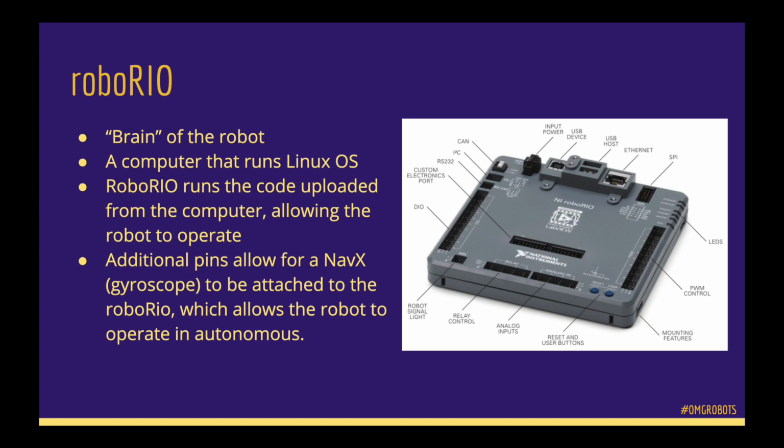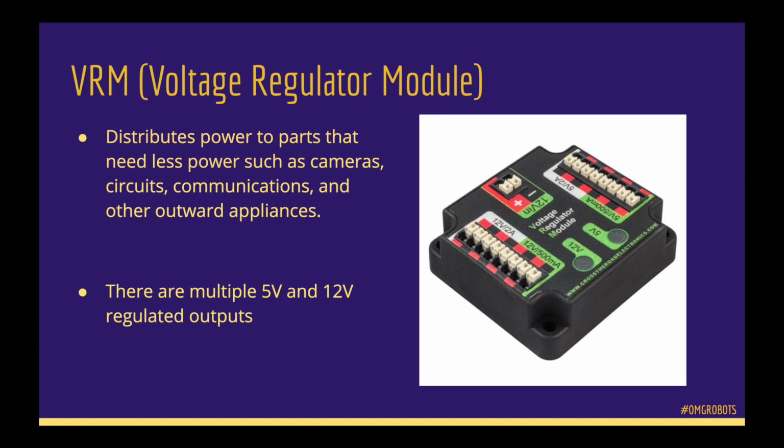The Roborio controls the rest of the electrical components in the robot. It runs Linux OS and supports languages such as Java and C++. And although not technically supported, many teams still use Python. Along the sides of the Roborio are pins to connect to supplemental sensors. Additionally, the Roborio also supports a NavX or gyroscope to be attached, which allows the robot to operate during the autonomous period.